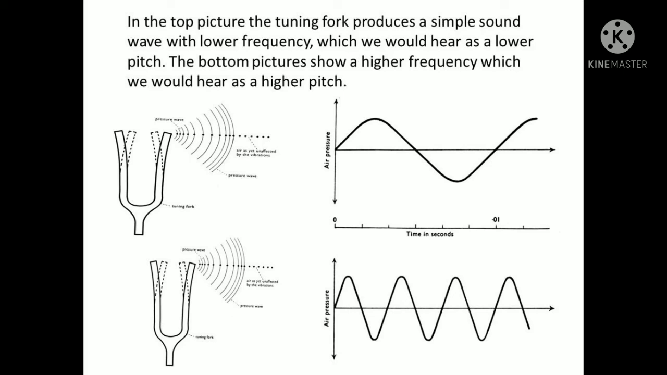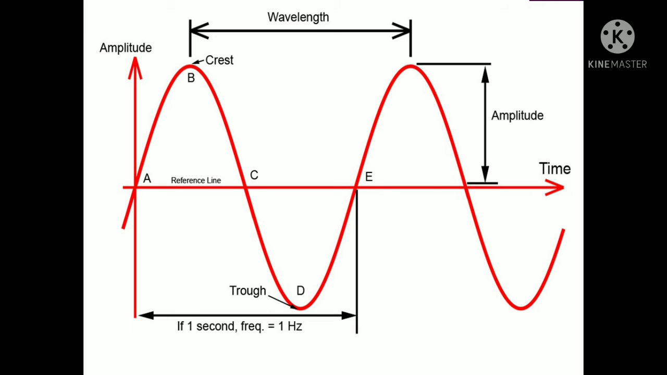Now let's see one more slide, where you will get some terms. There is a line. How many oscillations are there? There are 2 oscillations. One wave up to down, again another wave up to down. Wavelength you have got already, that is between 2 waves. The height from the middle, from the reference line, is known as amplitude.